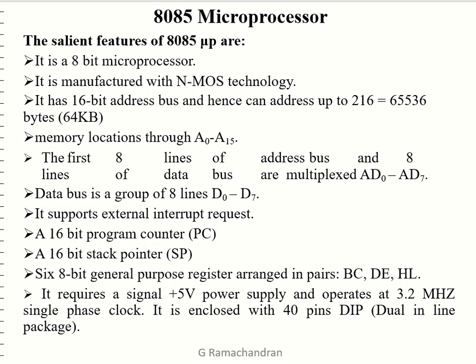The memory locations are from A0 to A15. The first 8 lines of the address bus and 8 lines of the data bus are multiplexed, AD0 to AD7. Data bus is a group of 8 lines, D0 to D7. It supports external interrupt requests. A 16-bit program counter is present.